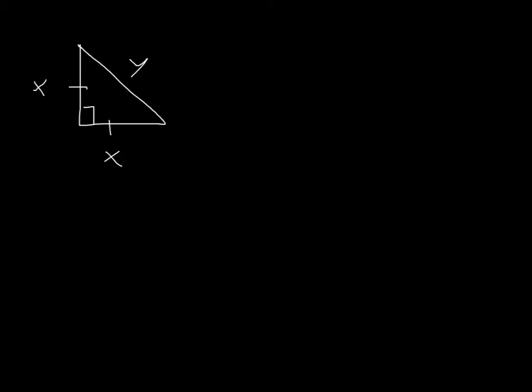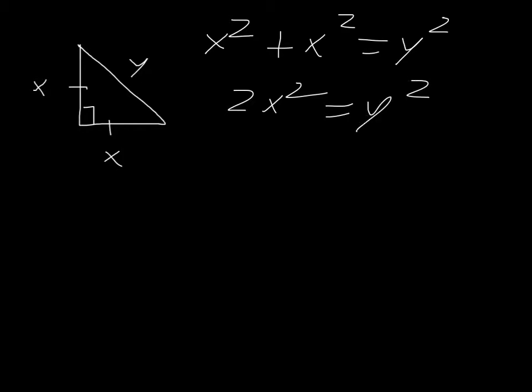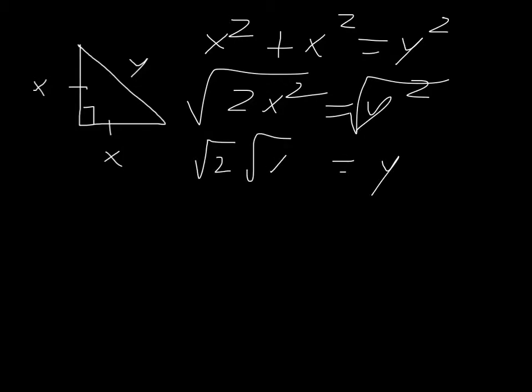Now, let's see if we can get a relationship between the length of the legs and the length of the hypotenuse for a 45-45-90. Well, as we learned in the last lesson, a squared plus b squared equals c squared. So x squared plus x squared has got to equal y squared. Combine your like terms, 2x squared equals y squared. Take the square root of both sides. The square root of y squared is y. This would be the square root of 2 times the square root of x squared. Well, the square root of x squared is just x, times the square root of 2 equals y. So y equals x times the square root of 2.